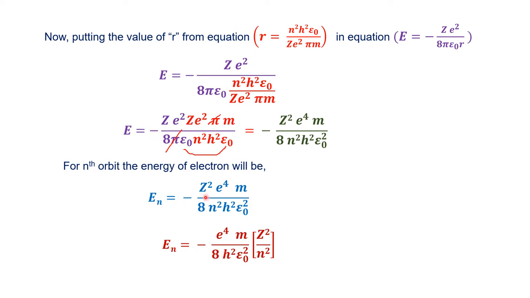And here we know that e4, m, 8, h square, epsilon naught square, all these are common terms, and the only changing values in this equation are Z square and n square. Z is the proton number and n is the number of the shell. So these values are different, so we will separate these values and all the other common terms are combined.